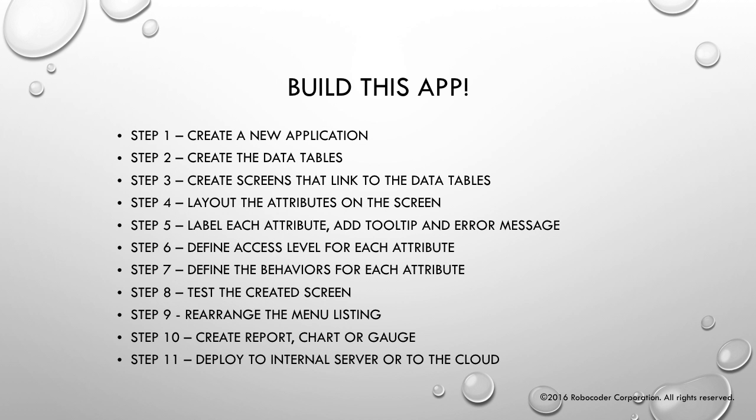These are the steps to build this app. Create a new app, create the data tables, create screens that link to them, lay out the attributes, label them, add tooltip and error message, define access level, define the behaviors for these attributes, test the created screen, rearrange the menu, create report, chart, or gauge, deploy to internal server or to the cloud.